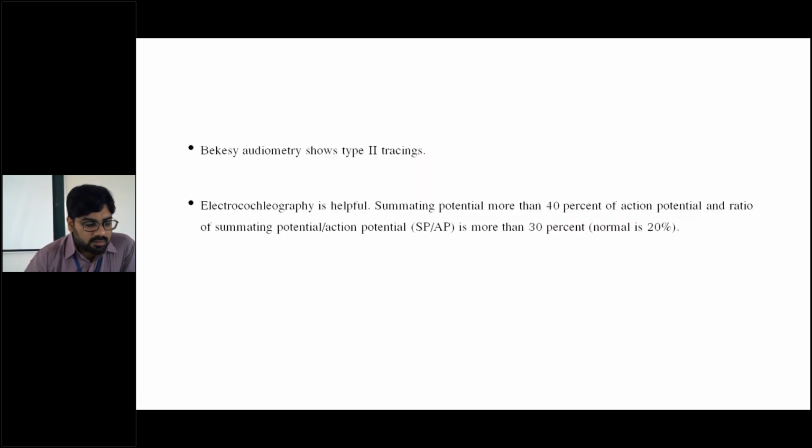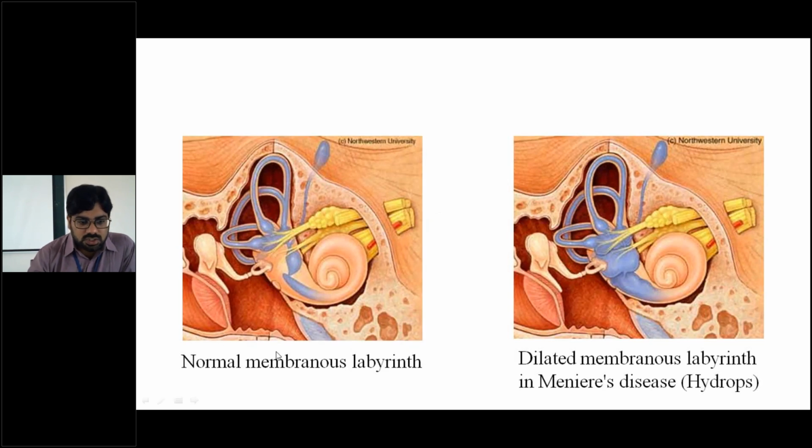We can also do Bekesy audiometry, which will show you type 2 tracings, and electrocochleography is also helpful in some cases. Okay. So this is the image showing the normal membranous labyrinth, which is quite normal. But if you see the condition of Meniere's disease, you can see that this membranous labyrinth is totally distended.